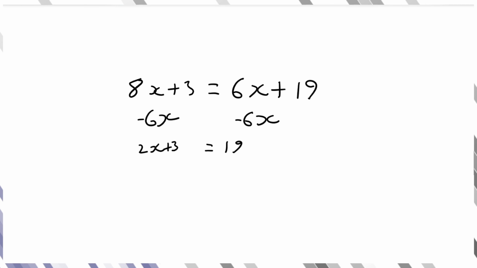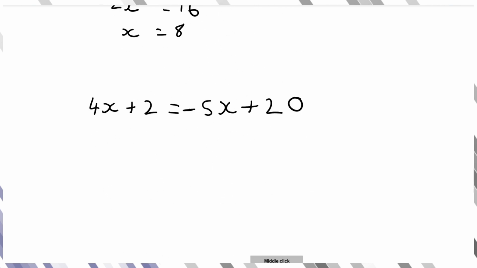And then we take away the 3, so just 2x equals 16, and then divide by the 2, x equals 8, and that's it. We can work it out. 8 8s are 64 plus 3 is 67, 6 8s are 48 plus 19 is 67 as well, so x must be 8. Let's do one more example.